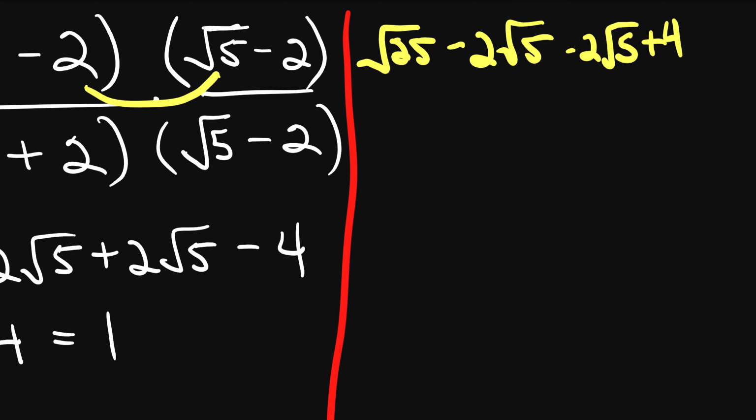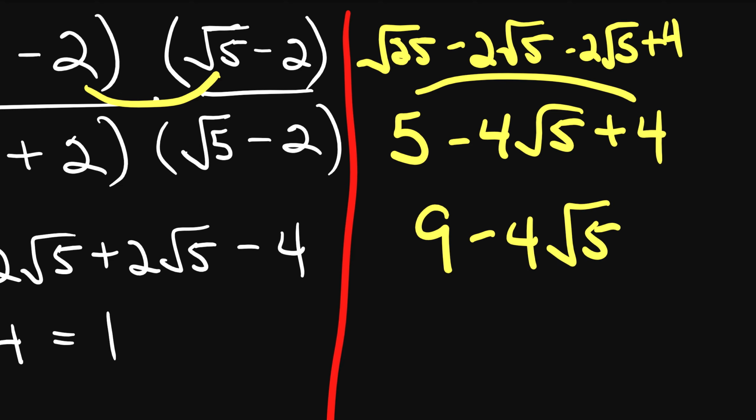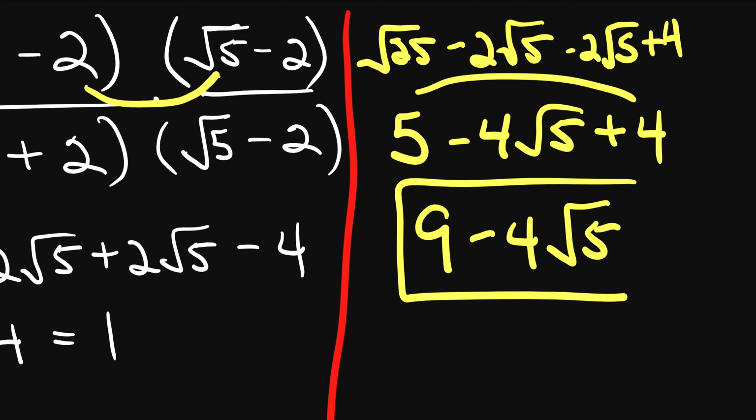All right, let's continue on. So the square root of 25 is 5, minus 4 root 5. My signs are the same, so I'm going to add those up and that gives me negative 4 root 5, and this is going to be plus 4. 5 and 4 is 9. I can combine those two, and that'll give me 9 minus 4 root 5. I can't combine anything else, so this is complete. Done. And that was example 9.